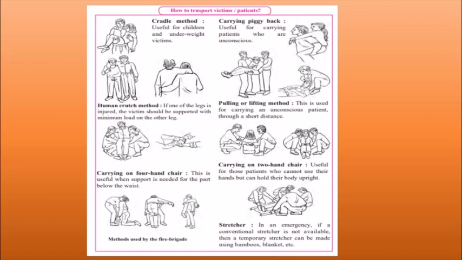And next is the stretcher. If in an emergency a stretcher is not available, temporary stretchers can be made with bamboo or a blanket. These types of stretchers you must have seen in many movies also. So this is the stretcher method. Proper methods should be followed for transporting the patient from one place to another, so that the affected part or the injury does not worsen.